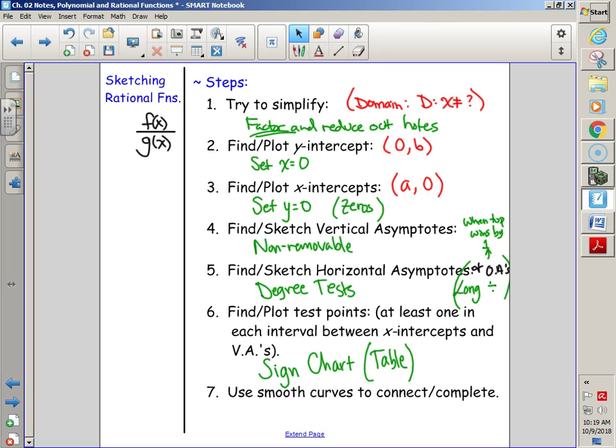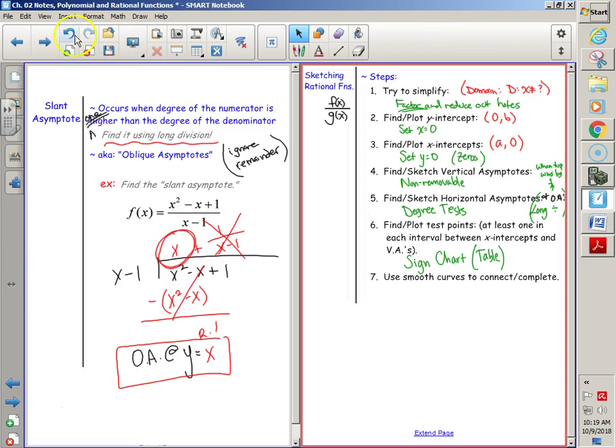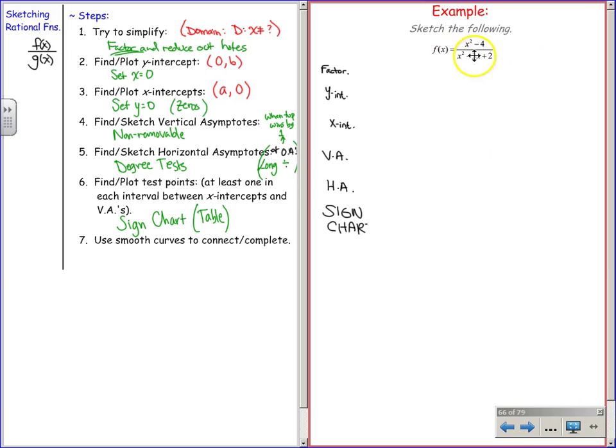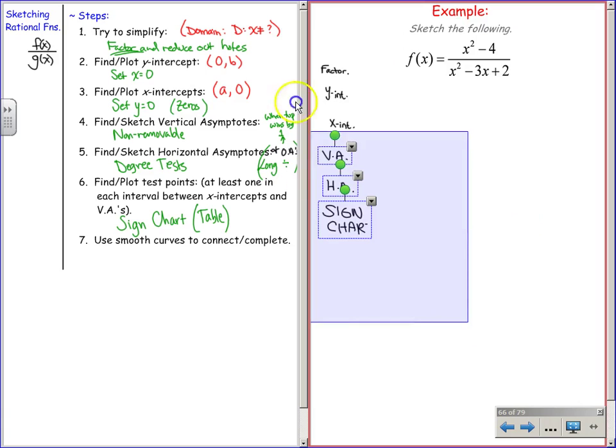A lot of you guys already have these clues written down, so I'm going to go ahead and dual page it. Let's go to an example, and let me show you how I would tackle a problem like this.